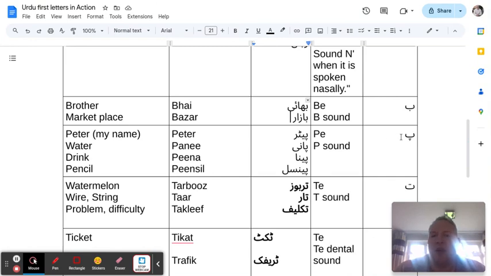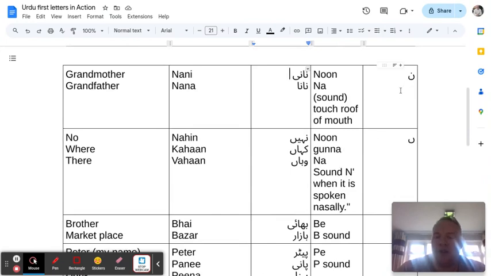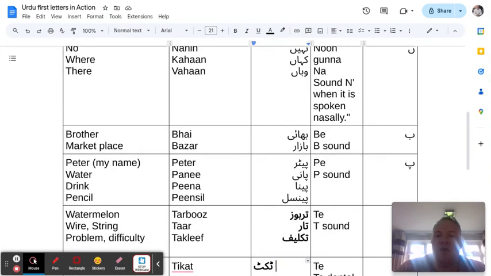The next one is three dots below. So this is called pe, and it makes a pa sound. Pe is the name of the letter. So we've got Peter. So when they say it in Urdu, they don't say Peter. It's like this dental T, which we'll come to in a moment. So pe. And then you've got these two dots below, which is like an E sound, which I'll come to in a bit. We've then got pani. So we've got pe, we've got the alif that goes up. We've got the noon with the dot. So pe, alif, noon.